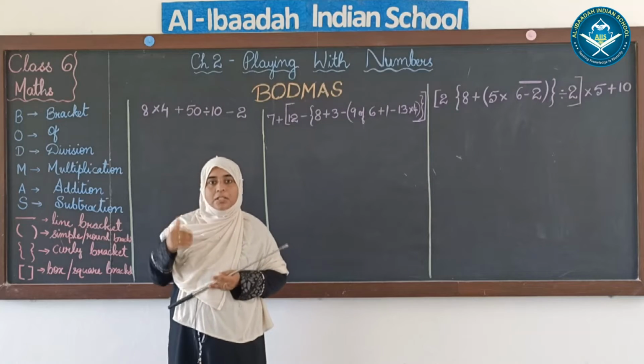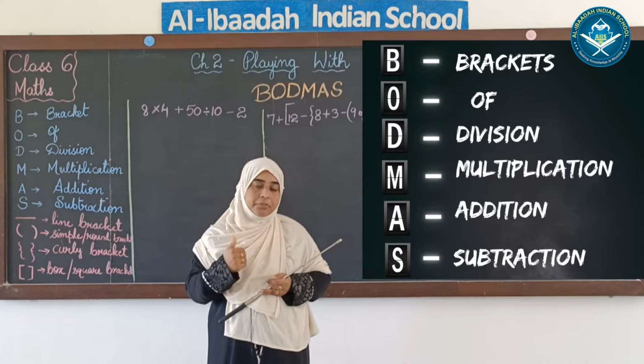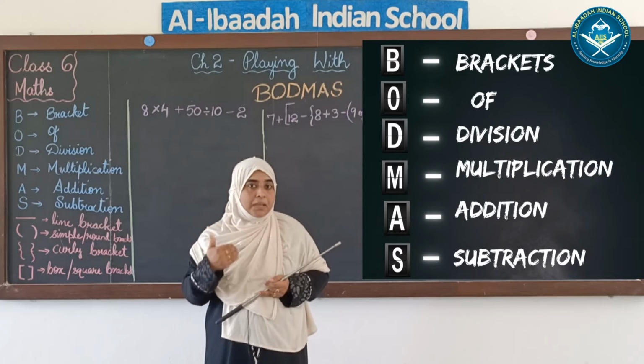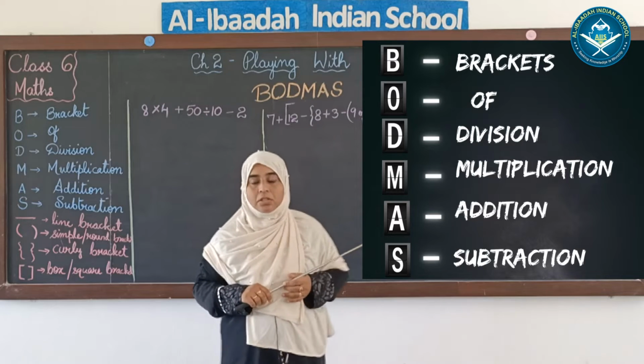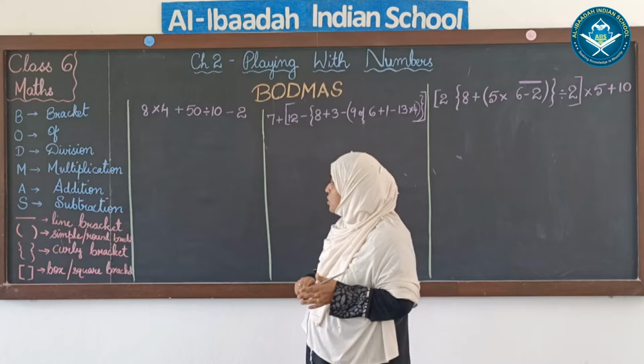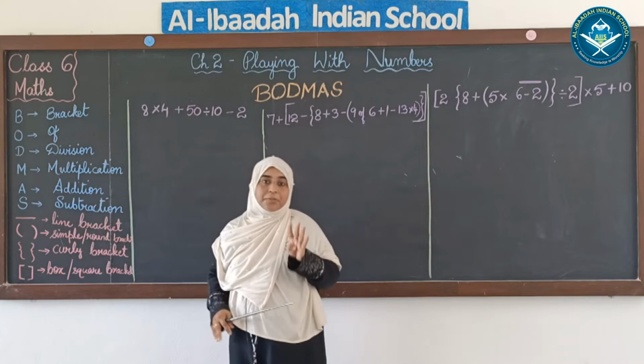So we have to follow this order. First we will solve the brackets, then we do off, then we go for division, multiplication, addition, and then at the end we do subtraction. Okay. Now in brackets also there are four types of brackets. You can see here there are four types of brackets.